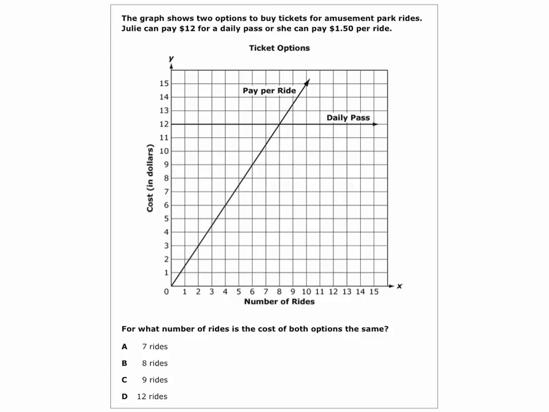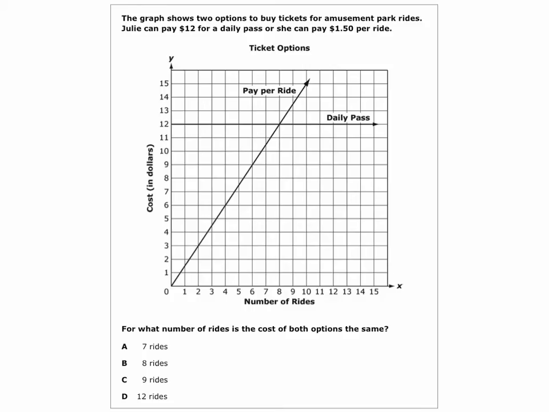This next example says the graph shows 2 options to buy tickets for amusement park rides. Julia can pay $12 for a daily pass, or she can pay $1.50 per ride. So they've given us ticket options. They've told us the line that would be how much she would pay if she was paying per ride, and then also the daily pass cost. It says, for what number of rides is the cost of both options the same?